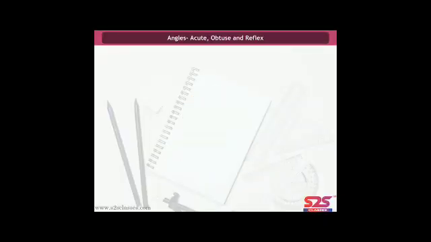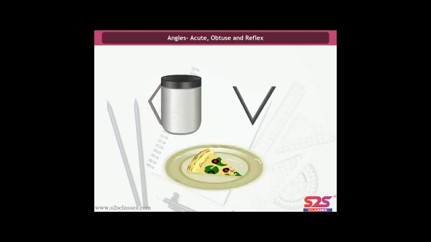Angles: acute, obtuse and reflex. Let us first make a right angle tester. Take a piece of paper. Fold it as shown in the animation. The right angle tester is now ready. Observe these figures. All of these form an angle. Let us compare these angles using the right angle tester. We see that each of the angles formed is smaller than a right angle.